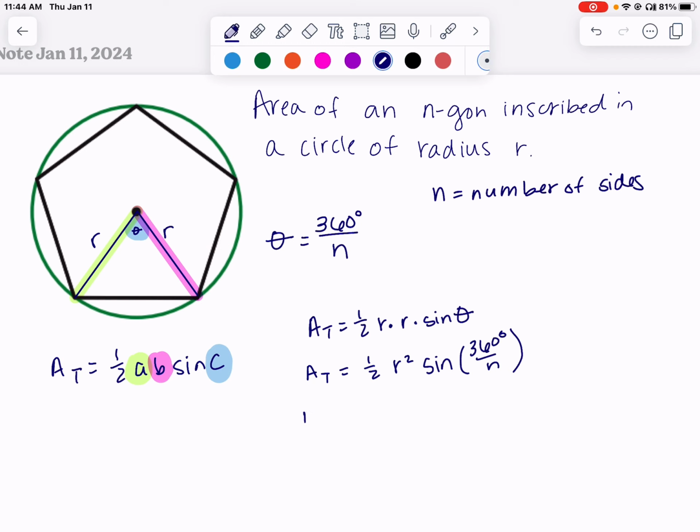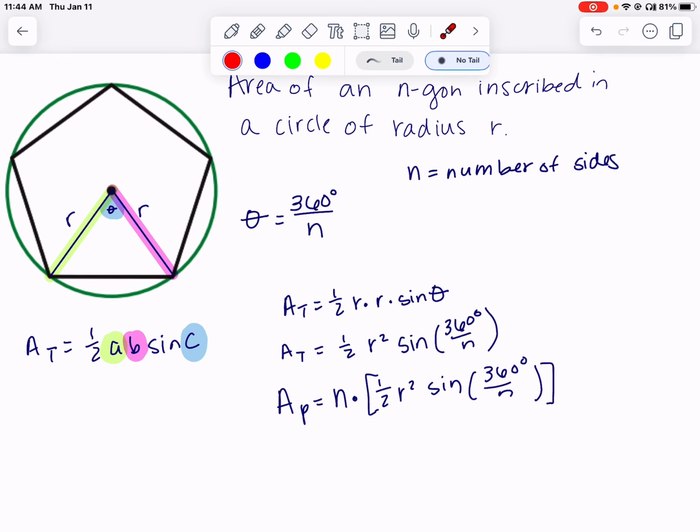But I want the area of my entire polygon. So in order to go from just this to all of this, I need to multiply the area of this triangle by how many triangles I could create, which once again is based on the number of sides of my shape. So in order to find the area of the entire polygon, I'm going to multiply the number of sides times the expression I already had. So there you have it. This is multiplication between each of these. It's n times 1/2 times r squared times sine.